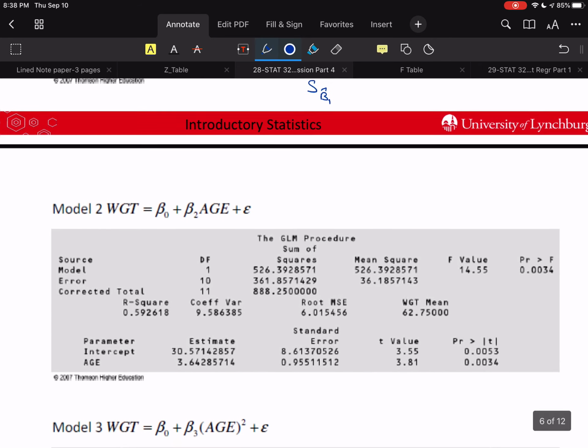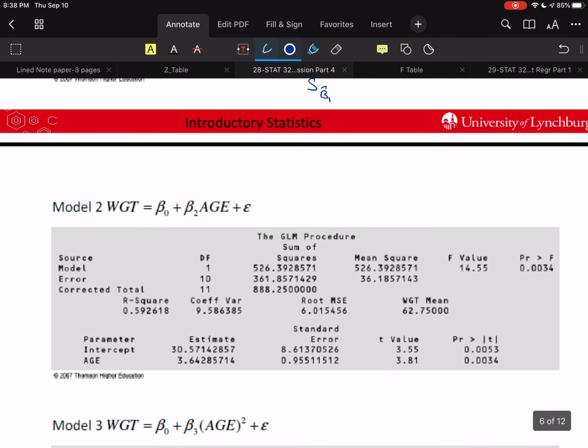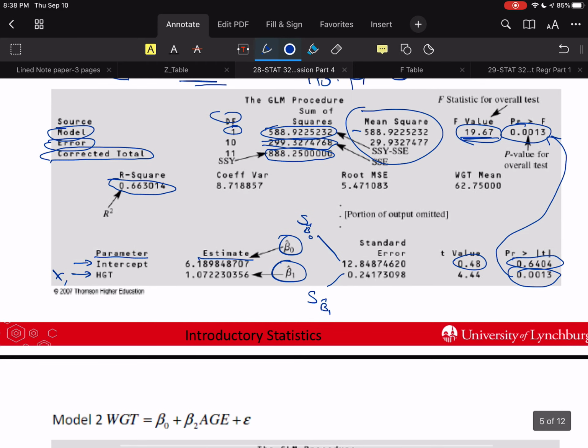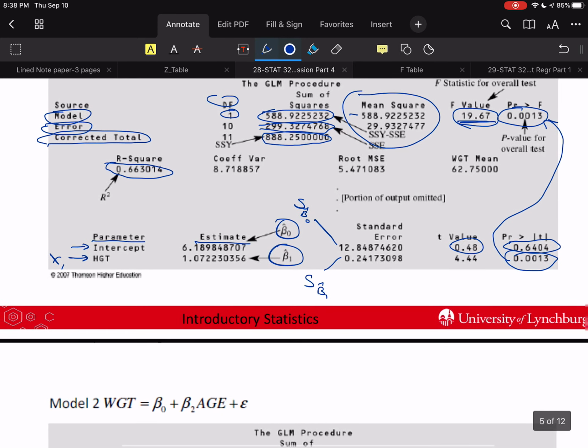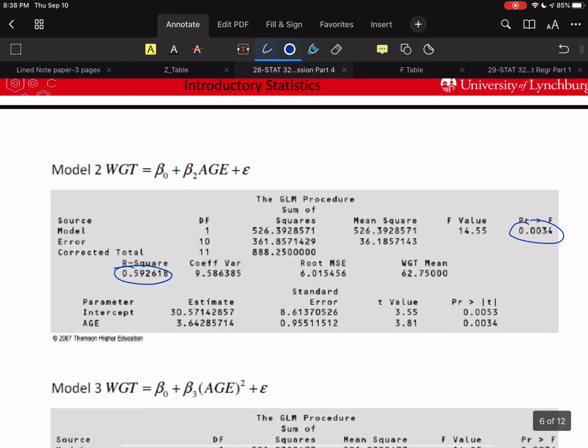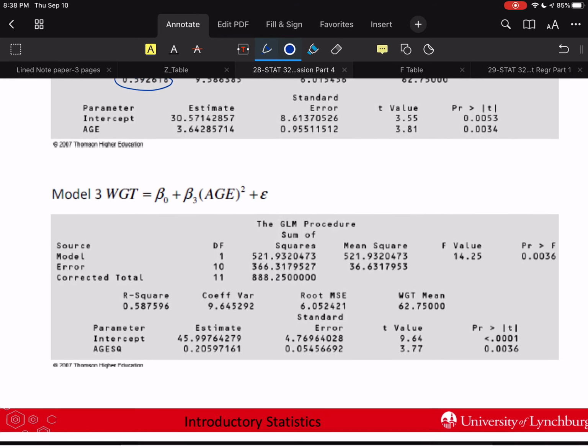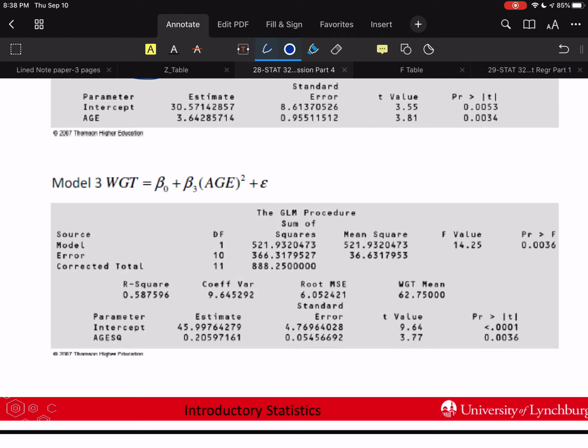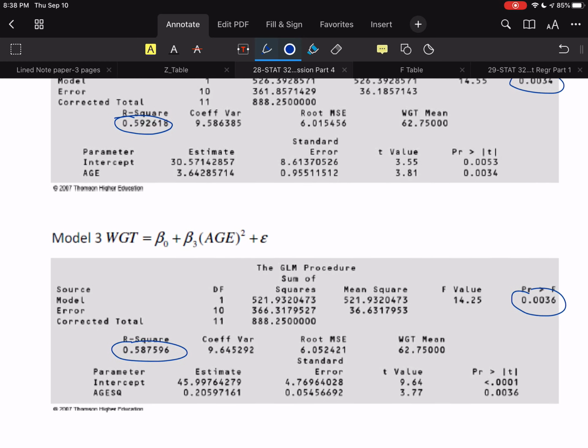Now, if we look at age, we see that we have a lower r squared here, and we have 0.0034 whereas we had 0.0013. So the p-value is higher, so we're less significant with age, but age is significant. Now let's look at age squared, and it also is significant, okay? And again, we have an r squared that's even a little lower.